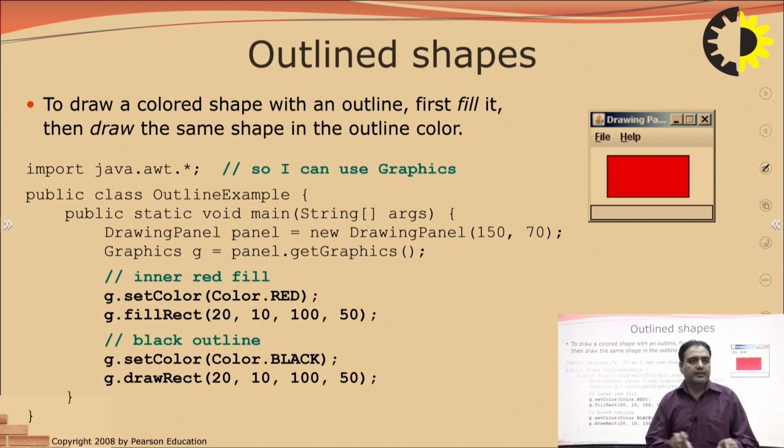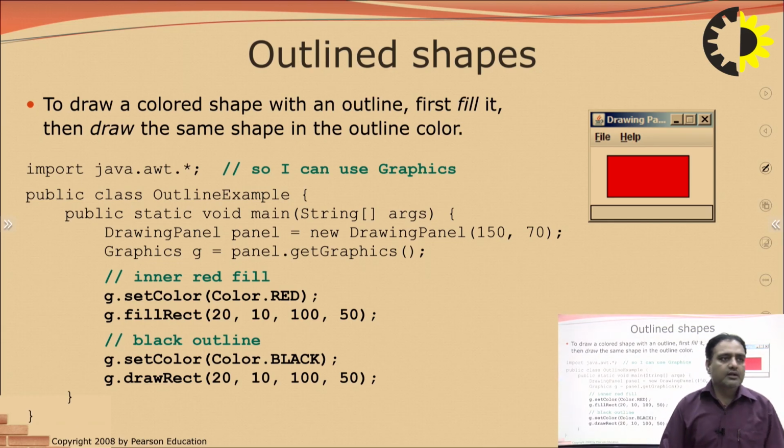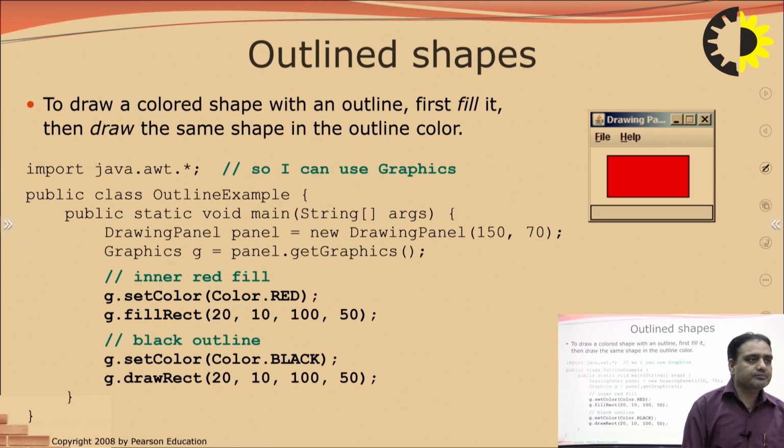you can highlight the lines, dark black. What do you mean by dark black? It means color: you set the color, and that color is to be black. To draw a colored shape with an outline, first fill it, then draw the same shape in the outline color.